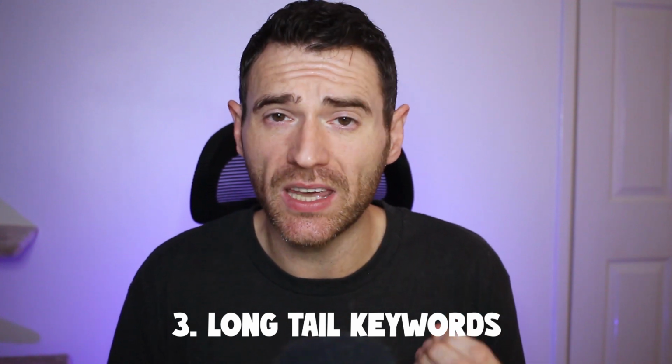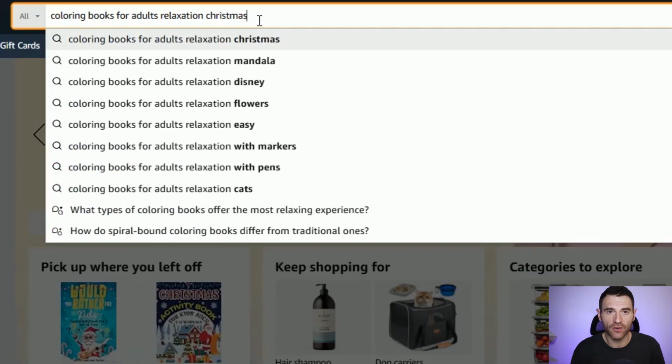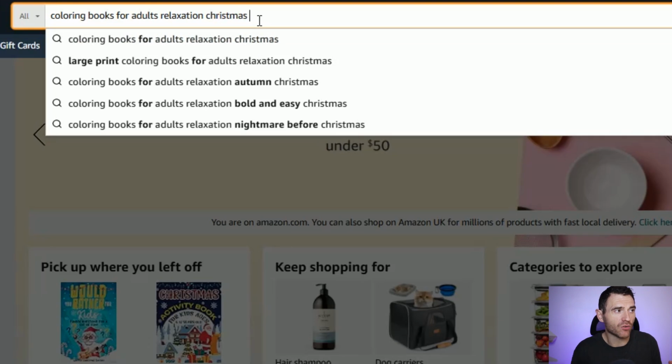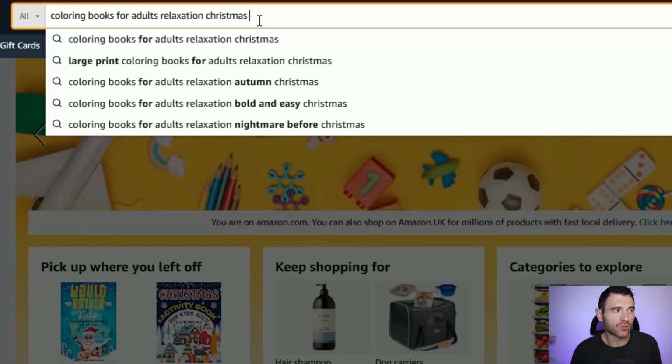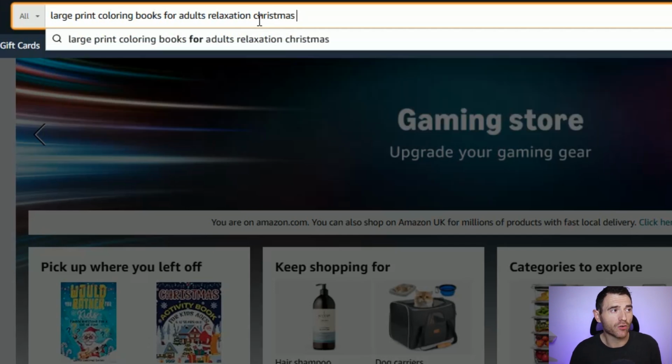Tip number 3 is finding and utilizing long tail keywords. So one of the easiest ways to find these is just coming over to Amazon and using the search bar. So instead of something like Christmas coloring books for adults, by using the search bar and looking around, I've found coloring books for adults relaxation Christmas. Or going even further, you've actually got large print coloring books for adults relaxation Christmas. And so the search bar is a fantastic tool to just try and help you find those long tail keywords. That long tail keyword is going to be easier to rank for than Christmas coloring books, for example.